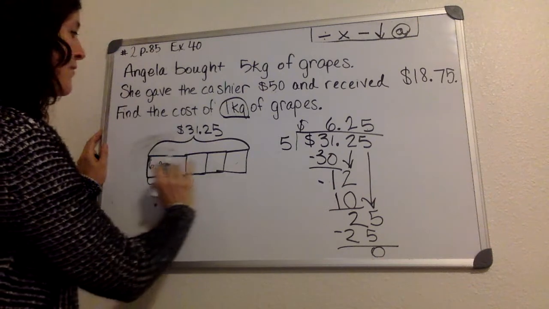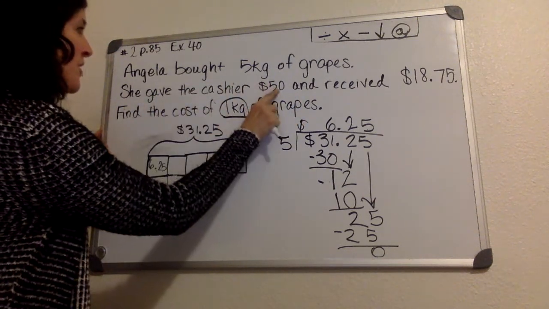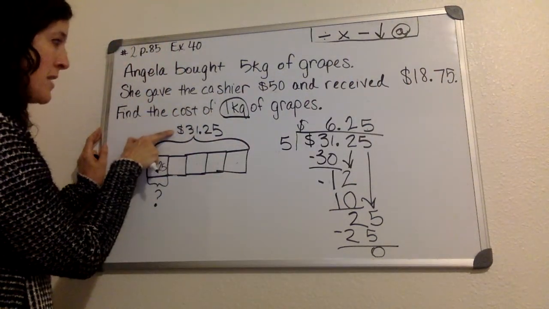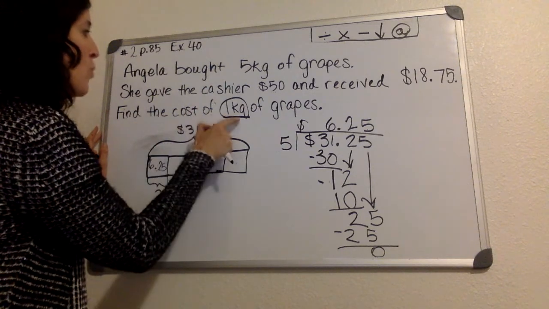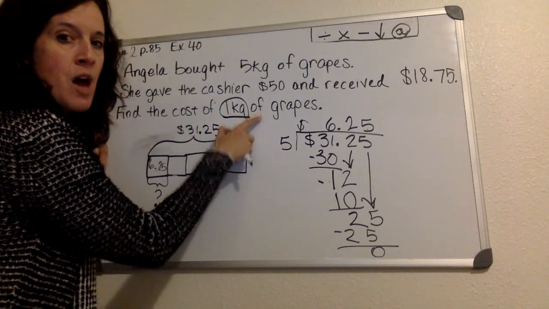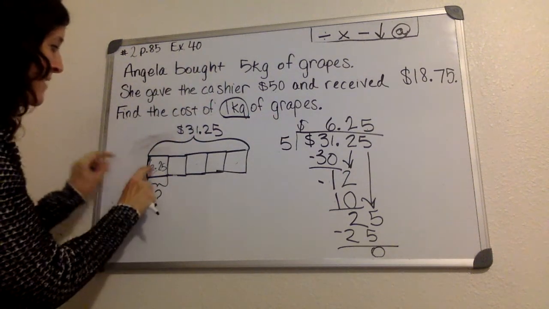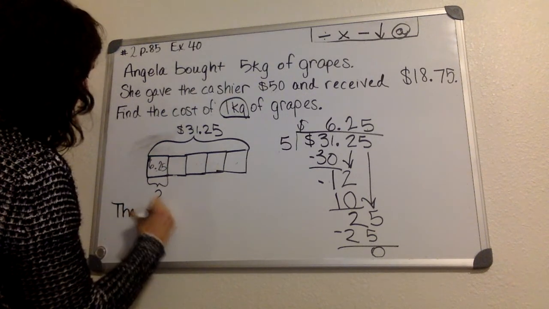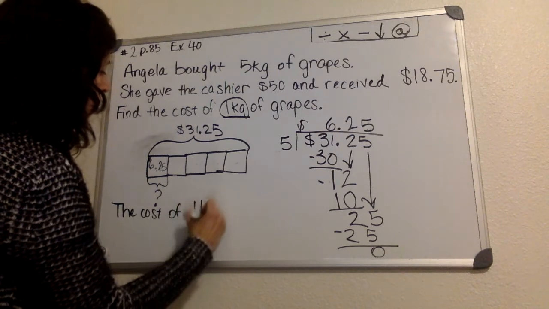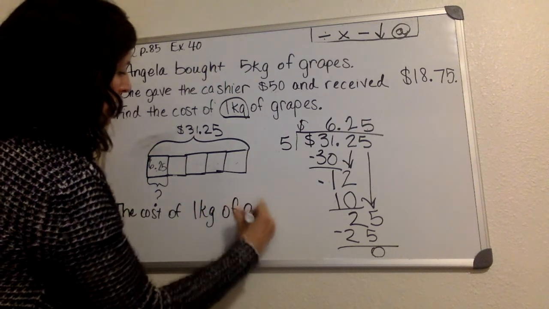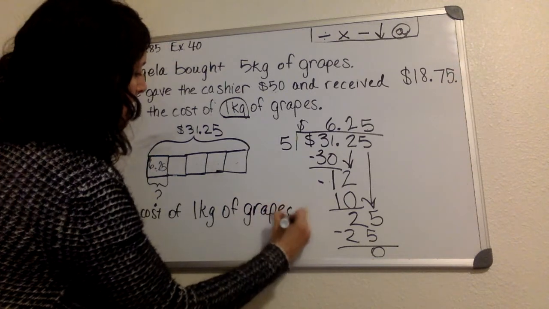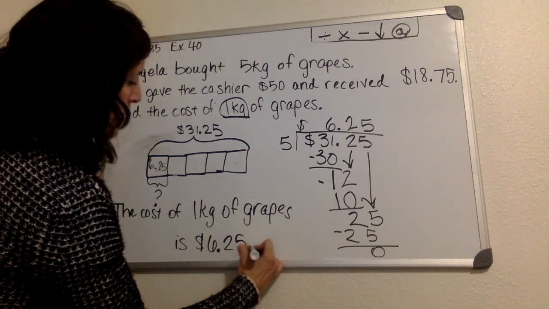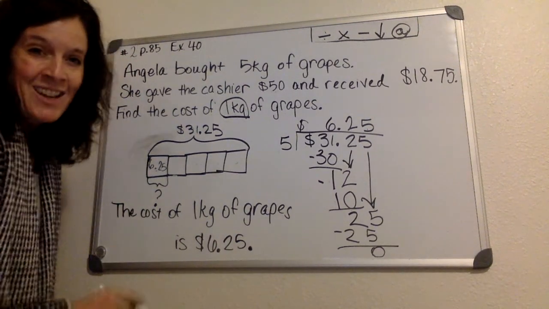Okay, let's see if we need anything else. Angela bought 5 kilograms of grapes. She gave the cashier $50 and received $18.75 in change. That means this is what she spent. Find the cost of 1 kilogram of grapes. Perfect. That's what this is. I just figured it out. So don't forget your sentence. The cost of 1 kilogram of grapes is $6.25. And I'm all done. There we go. Be ready for the next one.